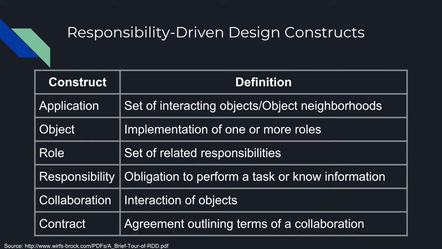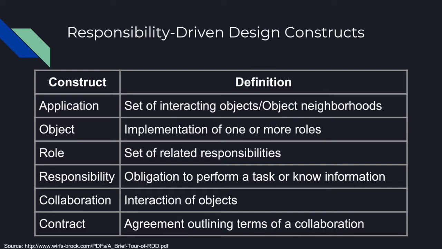Responsibility-driven design relies on several constructs: application, object, role, responsibility, and collaboration. These work together to define your application. An application is just a set of intertwined objects and their object neighborhoods, an object neighborhood being just a set of logically similar objects.